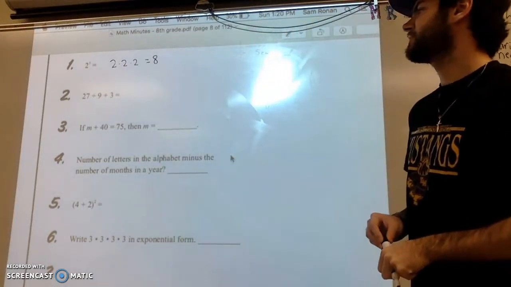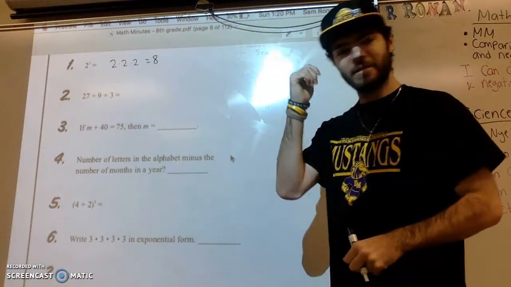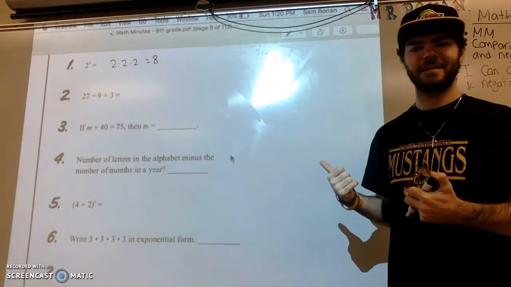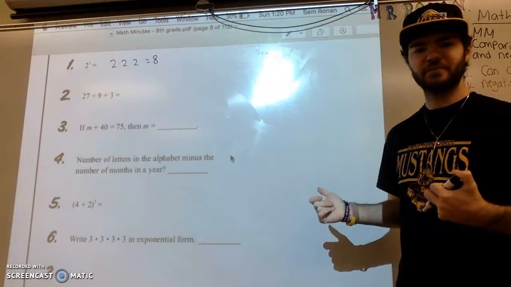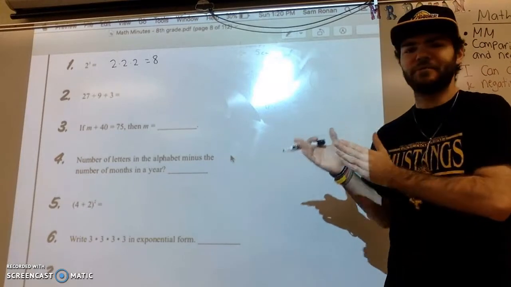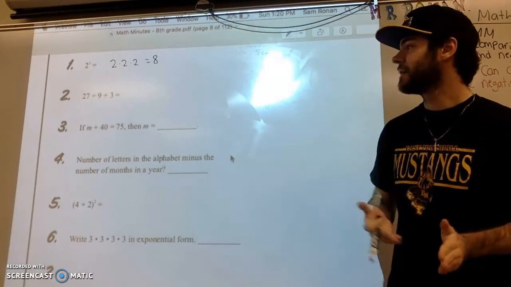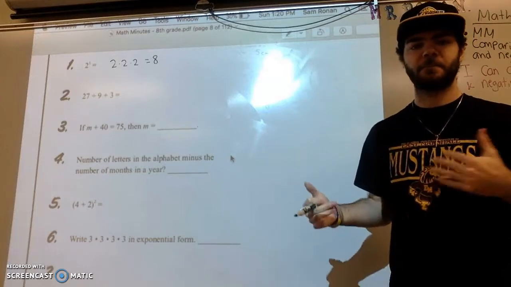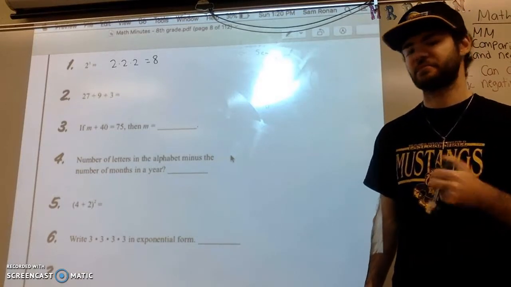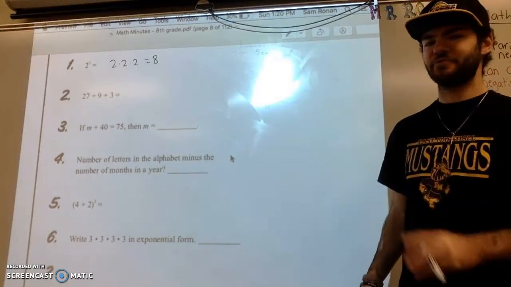Okay, number 2, we have 27 divided by 9 plus 3. Take this piece by piece. Normally we'd say order of operations, but in this case, we could just go left to right because the question's already in the order of operations. We would always do division before addition anyways, and the division pops up first in this expression. So don't worry about order of operations for this one.